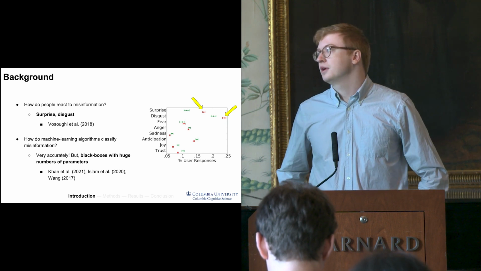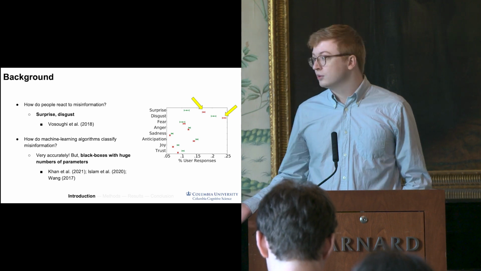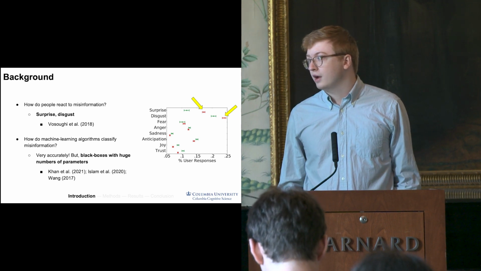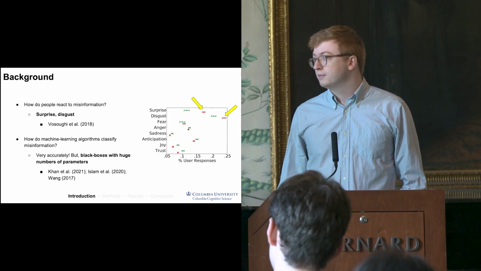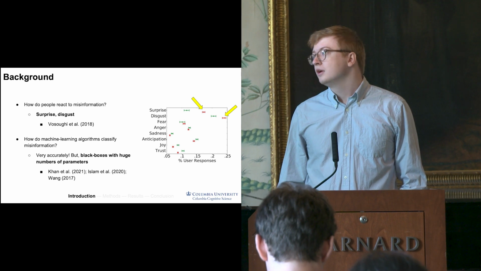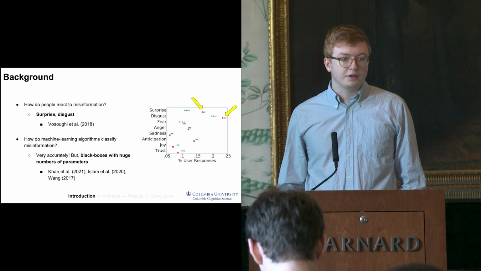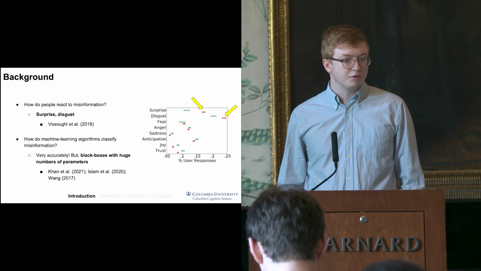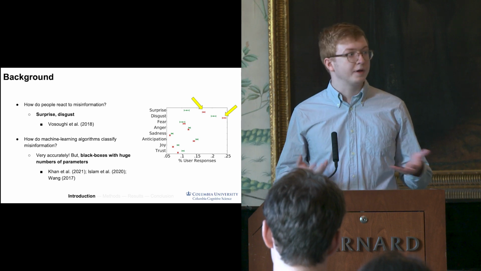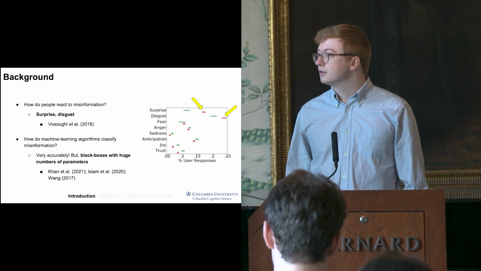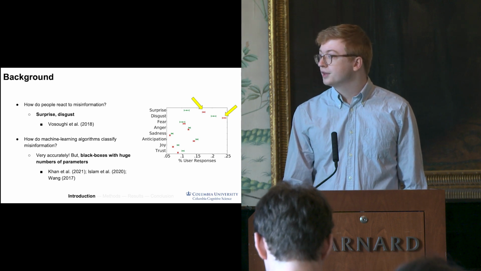So then moving on to the second question, how do machine learning algorithms classify misinformation? In short, they do it very well, like I mentioned, with very high accuracy rates. But they're black boxes with parameters occasionally numbering in the billions. So looking at when it's making a particular classification, noting that a couple of the parameters seem different than usual, that doesn't really tell you much about what features of the news story are tipping off the algorithm to these kinds of classifications. And there's been a bunch of research recently on this.